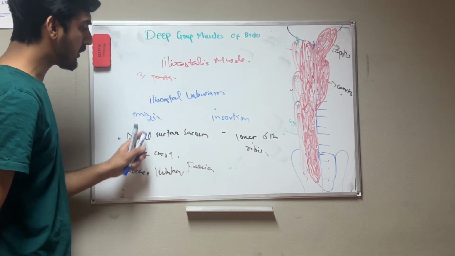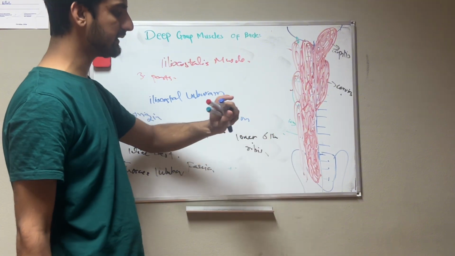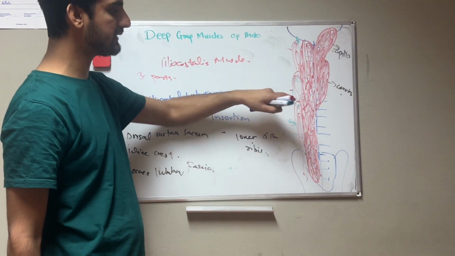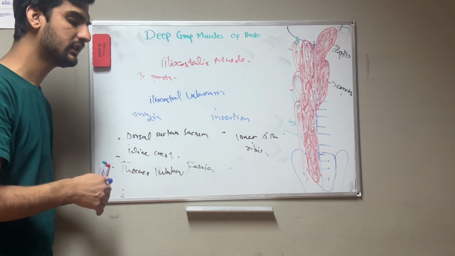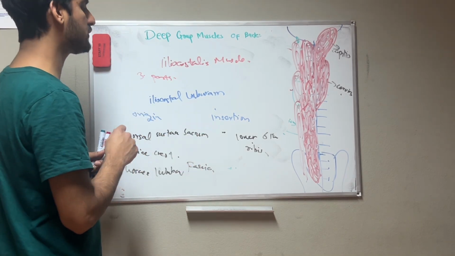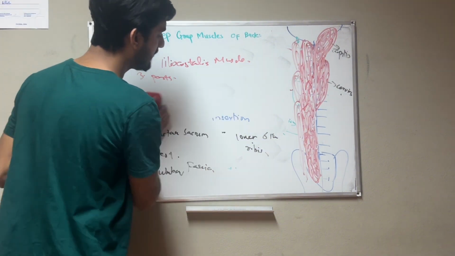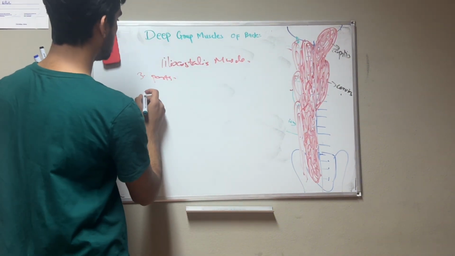Understand? The iliocostalis lumborum originates from the dorsal surface of the sacrum, iliac crest, and thoracolumbar fascia, and inserts into the lower 6 ribs. We have 12 ribs, and the lower 6 ribs are the insertion for the iliocostalis lumborum muscle. Then we have the second part.